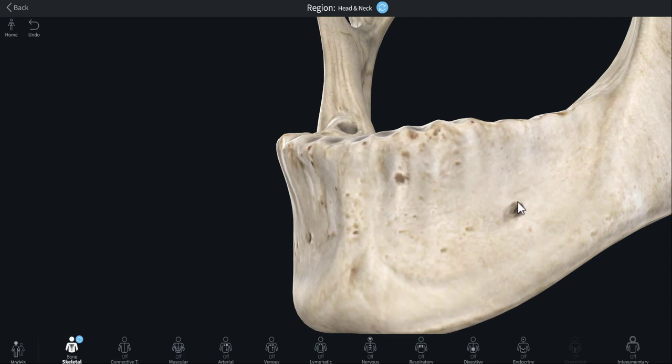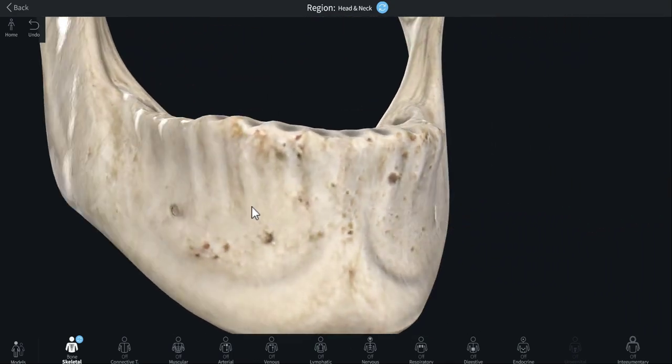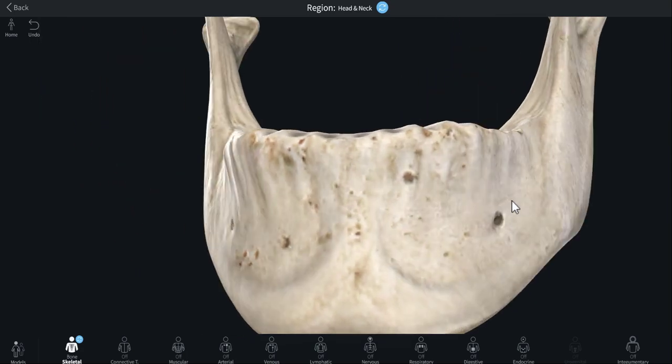This foramen is known as the mental foramen. It's a very important structure and I will tell you why. I'll explain it to you. But for the time being, you have to remember its name. That is the mental foramen.